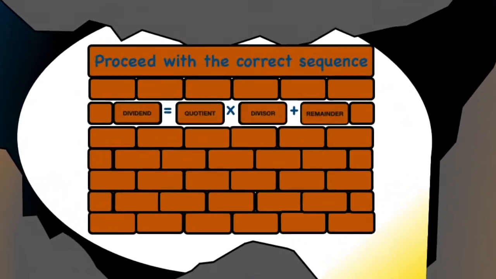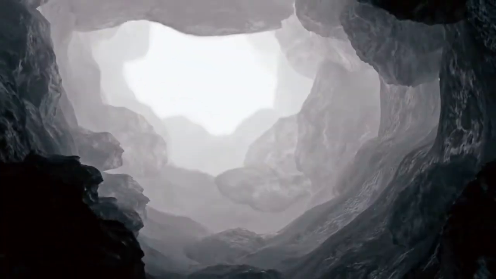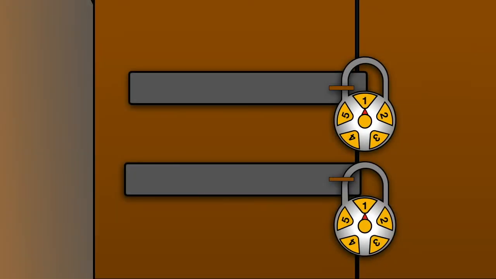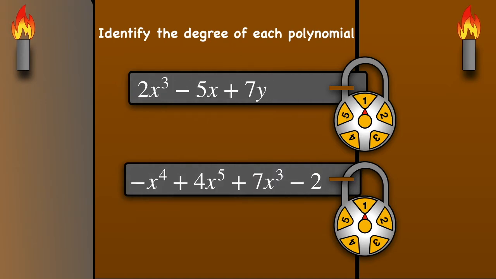With that in mind, we can map the four terms to form a long division format. And onwards to the next obstacle. The question here looks easy enough, but what exactly is a degree? And how do you define a polynomial?